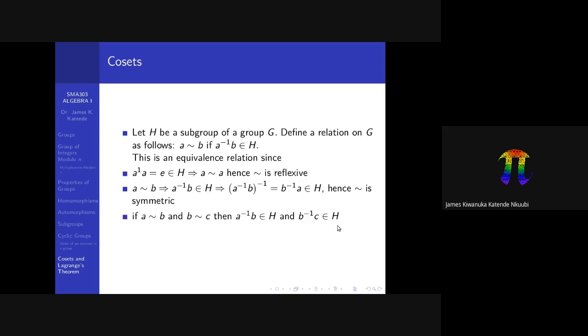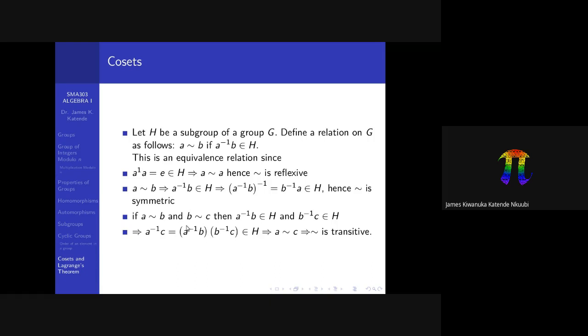We've established that. Now the last thing is the transitive property. Here, if A is related to B and B is related to C, then by definition of the relation, A inverse B and B inverse C will both be in H. So what we need to check is if A will be related to C. If you can prove that, then we'll have shown that the relation is transitive. So we need to show that A inverse C is in H. If we can show that, we are done. We can rewrite A inverse C as the product of these two. This is because B and B inverse will cancel if you expand this.